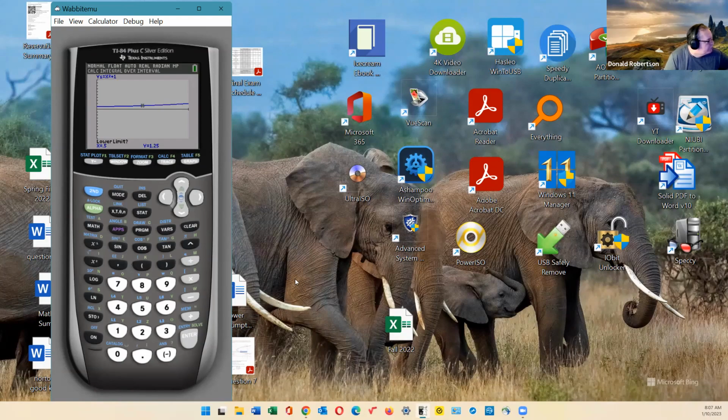Pretty boring curve. It's now asking me for the lower limit, which was 0. Press enter. The upper limit, which is 1. Press enter. And it fills it all up.